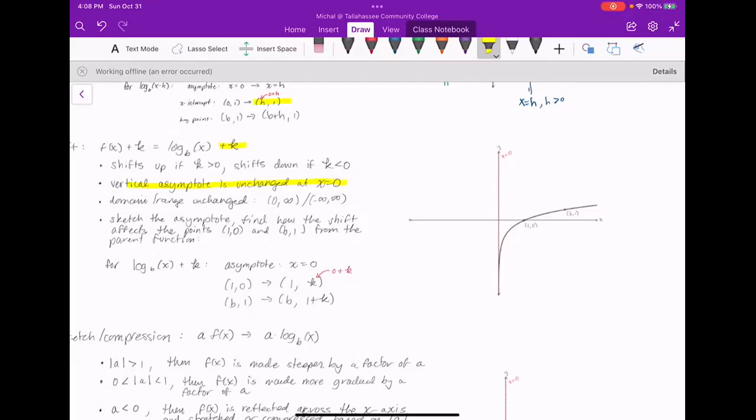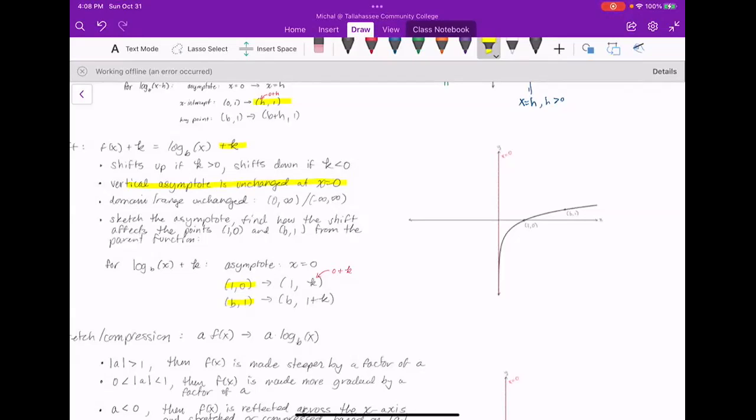So my asymptote remains unchanged. My point 1, 0 is going to go to 1, and then 0 plus k. So it'll just become 1 comma k. And my point b, 1 becomes b, and then my 1 shifts by k units as well. So I'll add k to that. Of course, if k is negative, that's going to decrease that point. If k is positive, it'll increase it.